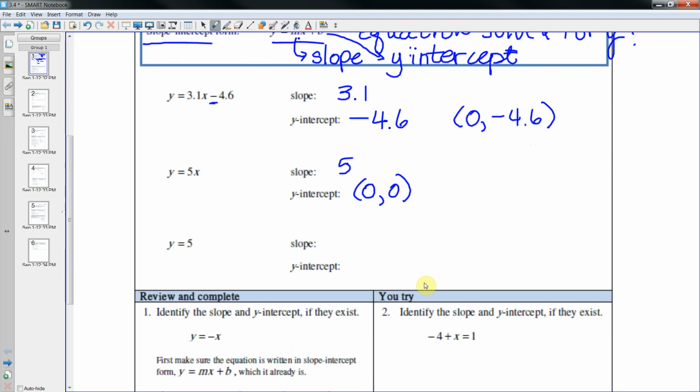Now this next one, I've got y equals 5. So I don't have an x part. That means I have no slope. My y-intercept is the constant, so that would be 0, 5, or you could just put 5 if you're asked for just a number.